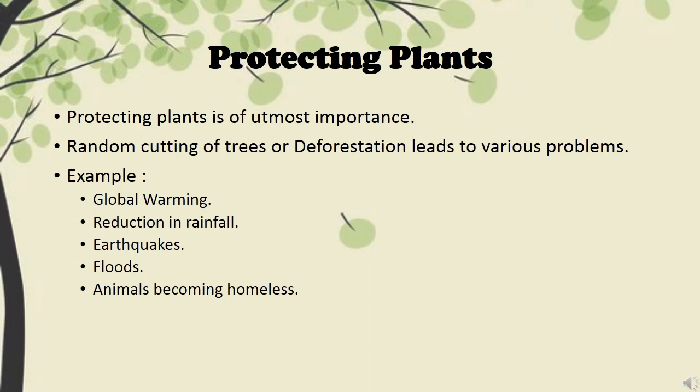Protecting plants. Protecting plants is of utmost importance. Random cutting of trees or deforestation leads to various problems. It leads to problems like global warming, which we have already discussed earlier, reduction in rainfall, earthquakes, floods, animals becoming homeless. So these are all very important problems which are faced due to deforestation. So let us understand the concept of deforestation first.